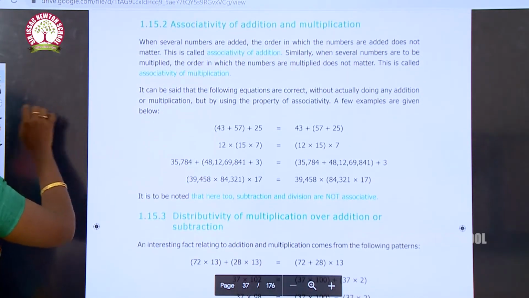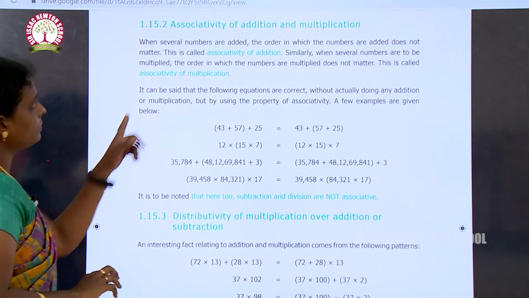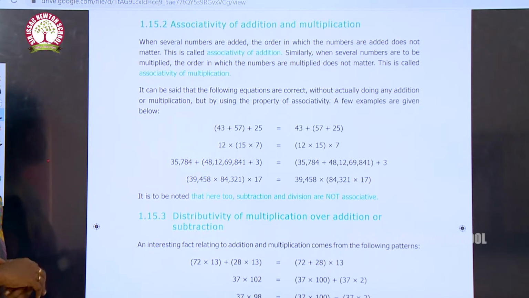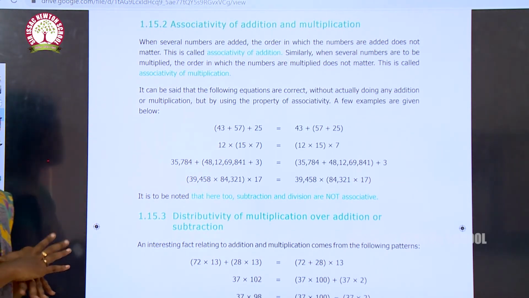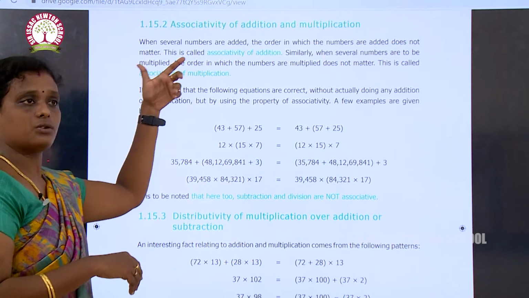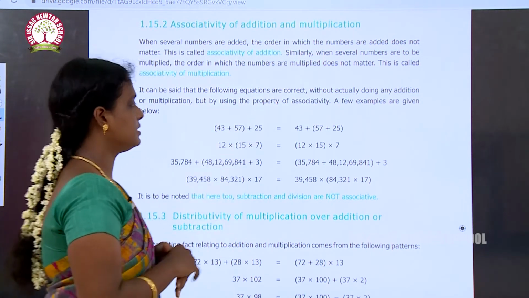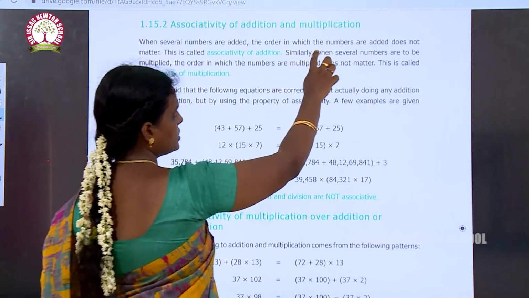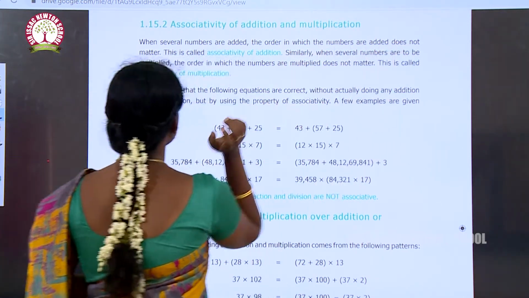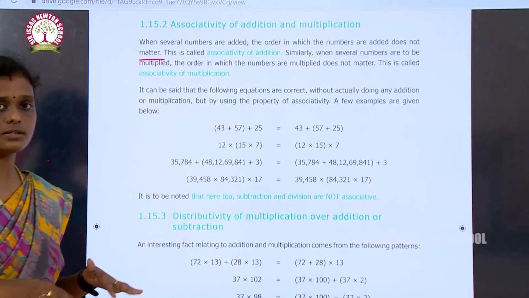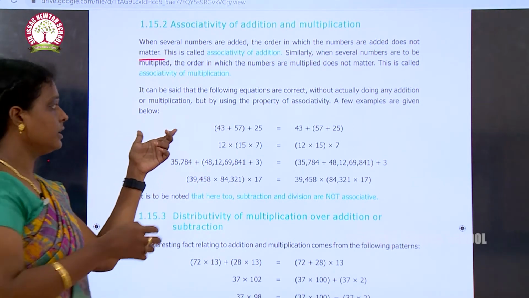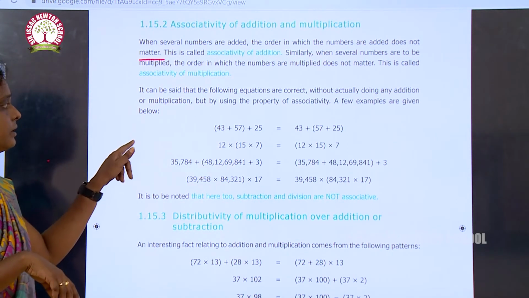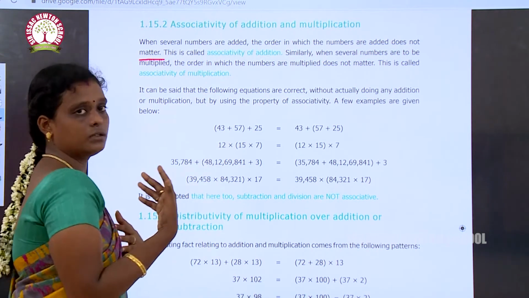so the next property is associativity of addition and multiplication. So, what is this property? You can tell it as associative property, okay. Associative of addition and multiplication. So, when several numbers are added, the order in which the numbers are added does not matter. So, here it is also the same thing. Here we have seen it for two numbers, right, and here we are going to see it for 3 or more numbers.